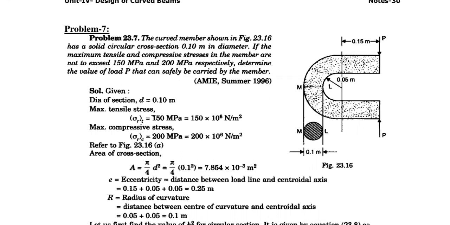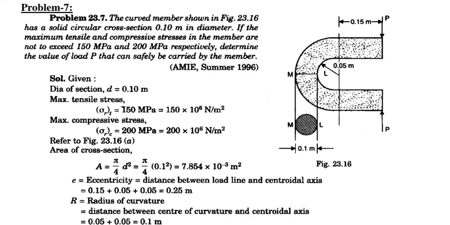Anyway, first write down the given data. Diameter equals 0.10 meters, maximum tensile stress 150 megapascal, and maximum compressive stress 200 megapascal. Now observe what the cross section is here. The cross section is a circular cross section.